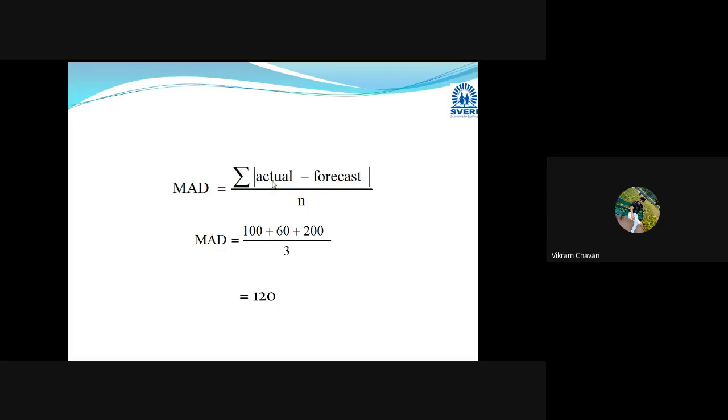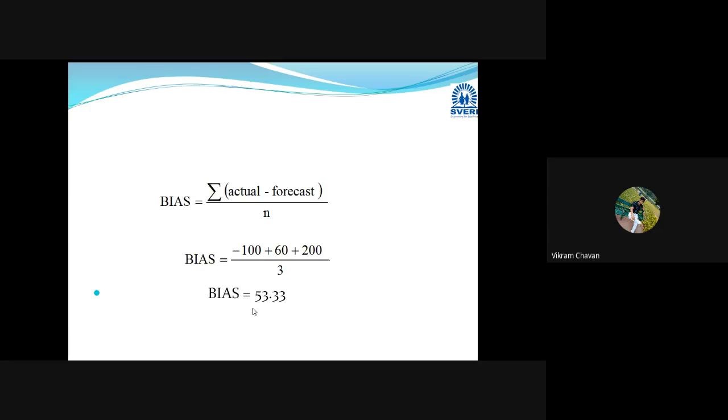Does everyone understand mod? What is mod? Mod of minus 1 will be plus 1. Mod of minus 2 will be plus 2 only. So mod of a minus sign will be plus. Mod of 2 will be 2 only. Mod of minus 100 will be 100 only. So the summation of mod of actual minus forecast is nothing but the summation of mod of error. So the mean absolute deviation is equal to 100 plus 60 plus 200 divided by 3, equal to 120. That will be the mean absolute deviation.